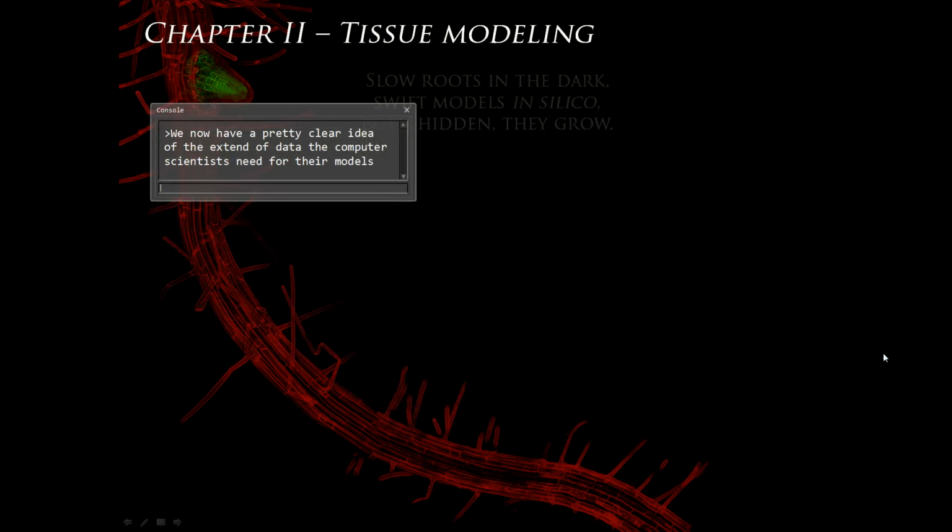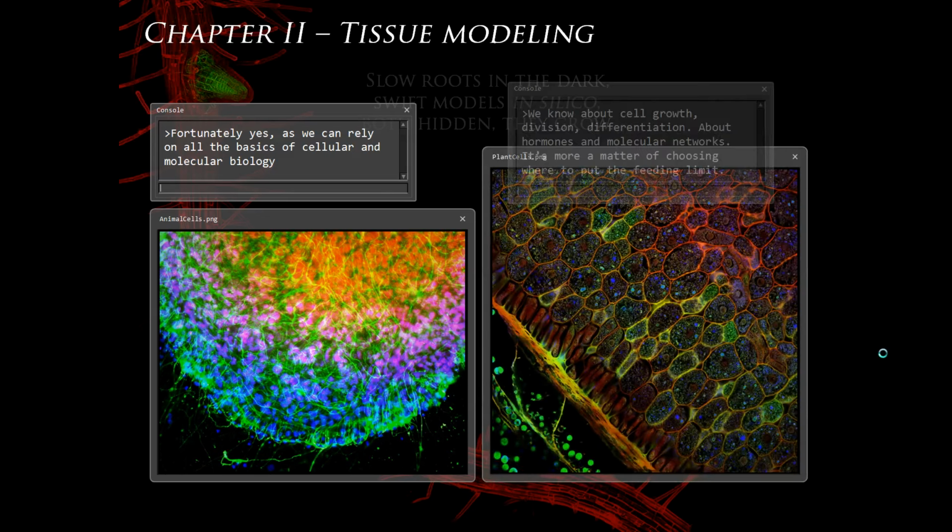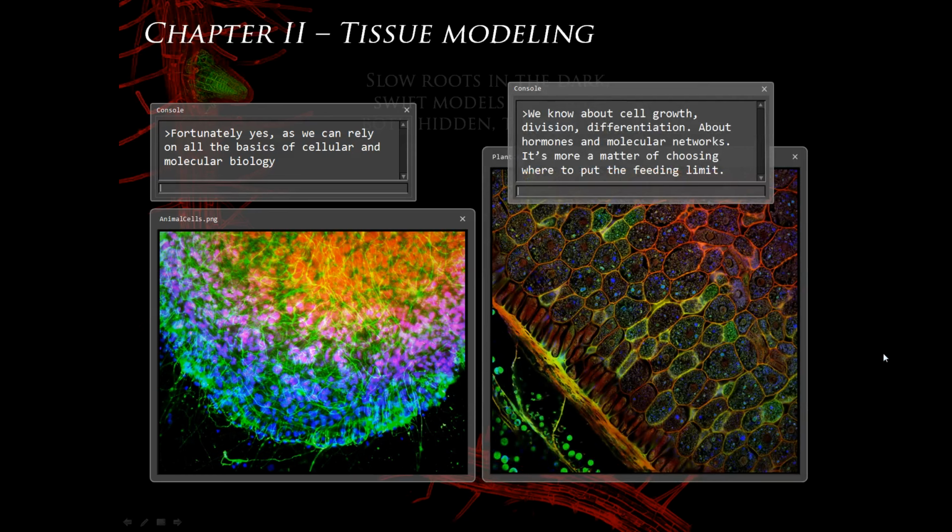And now that we have a pretty good idea of the extent of data that the computer scientist needs for their model, can we actually have enough from the biological point of view to meet those demands? Well, fortunately, yes. We can rely on all the basics of cellular and molecular biology for animal cells or plant cells. We basically know a lot about cell growth, cell division, differentiation, about hormones and molecular networks. It's actually more a matter of choosing where to put the feeding limit for the model.